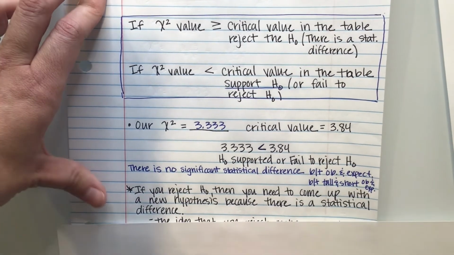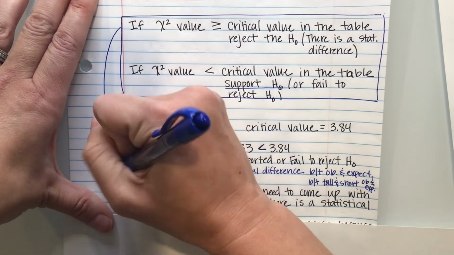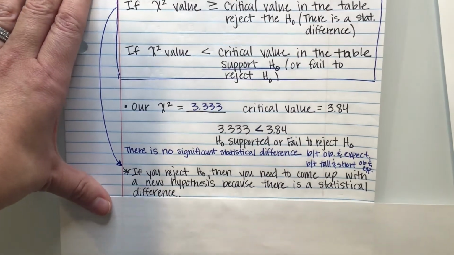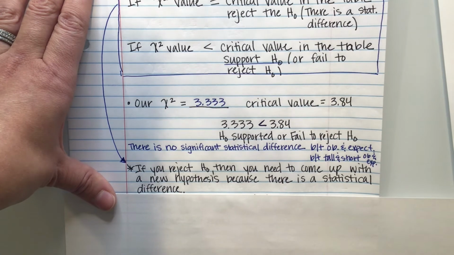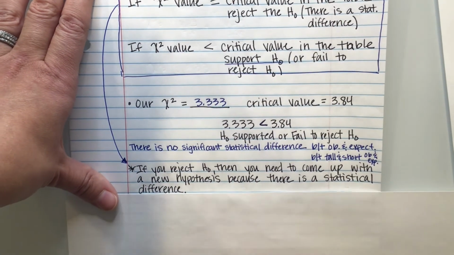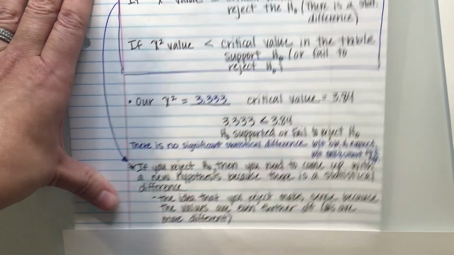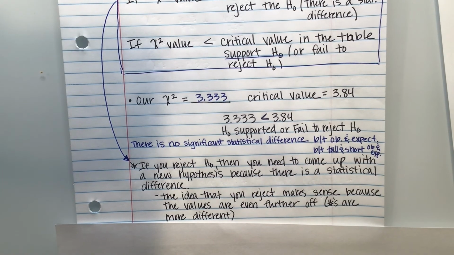Now, what if earlier I had rejected our null hypothesis? Well, if we reject our null hypothesis, we have to go back and do some more thinking, right? We have to come up with a new hypothesis, because there was some statistical difference that we didn't anticipate happening. So the idea that you reject would make sense because the values are even further off, or the numbers are more different than you would have expected. So you want to go back and think more about what's happening and evaluate your data further, maybe even come up with a new hypothesis that makes more sense.